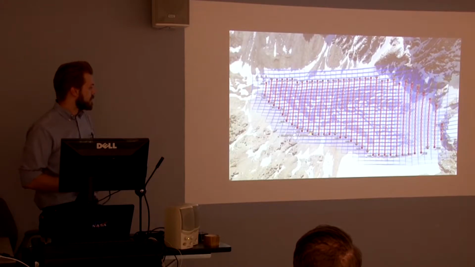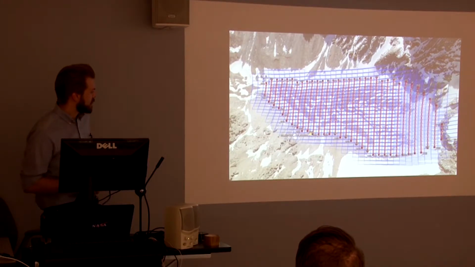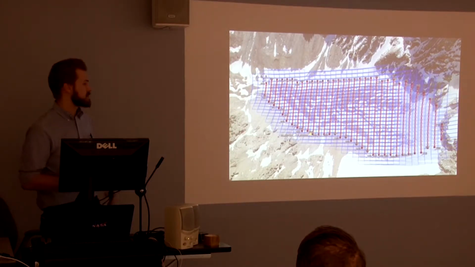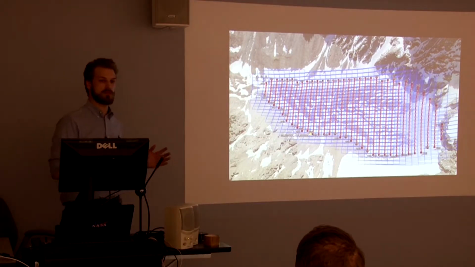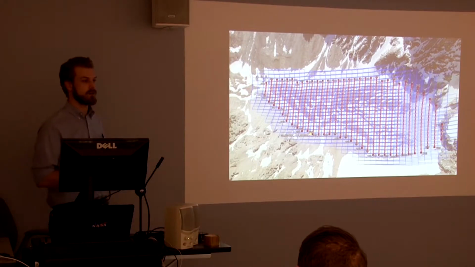This is an example of one of the early plans for surveying the rock glacier, where each of these black points in the center is a place where it would stop and take a photograph. Red lines are the flight paths, and the blue squares are the overlapping coverage. We tried to achieve 80% vertical and horizontal overlap.